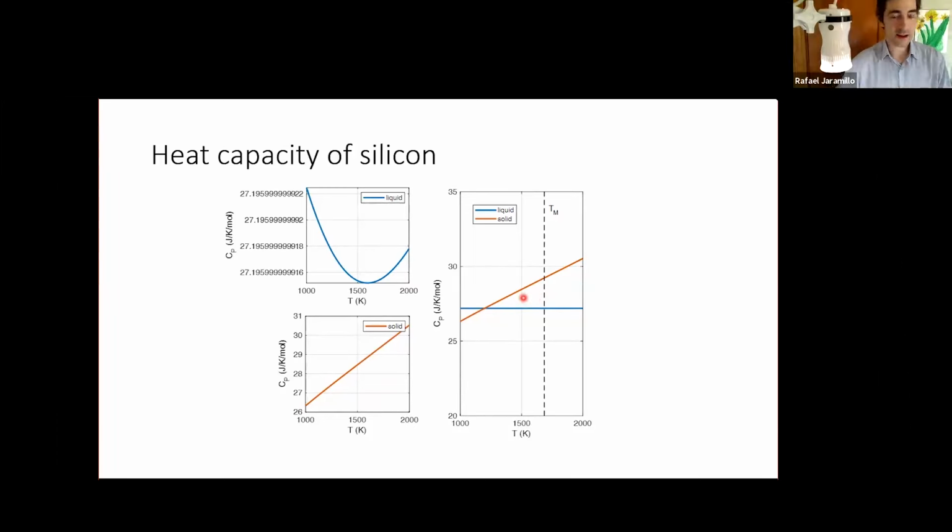I'm trying to sneak in lessons that aren't strictly about thermodynamics, lessons in paying attention to significant figures and how data is plotted, modeled and fit. I marked here what the melting point is. So now we have data: the heat capacity of the solid, the heat capacity of the liquid, and the melting point.